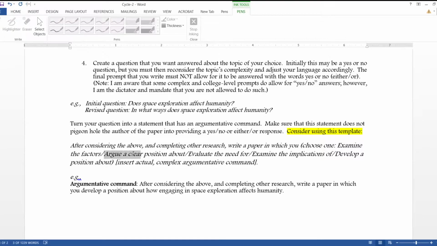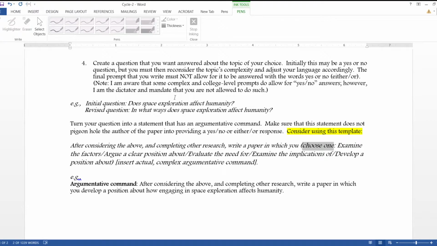Argue a clear position about how space exploration influences humanity. Evaluate the need for space exploration. Examine the implications of space exploration on humanity. Develop a position about space exploration and how it affects humanity. I can actually use each one of these, right? Now, you don't have to. See where it says choose one? You're going to choose one command to create your prompt.